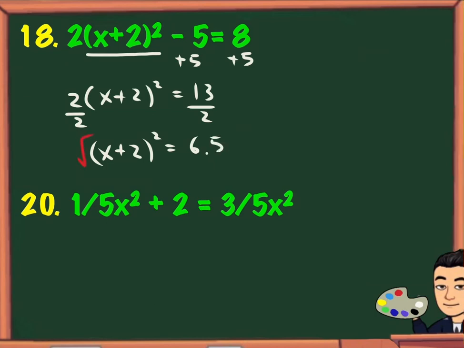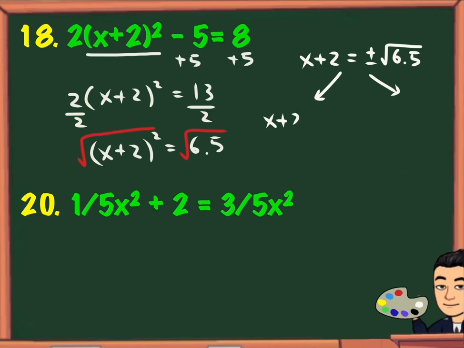So I'm going to take the square roots on both sides. For this one, I want you guys to use a calculator. This is going to give you x plus 2 equals positive negative square root of 6.5, and that's going to equal 2.55. So I'm going to write it in two different equations.